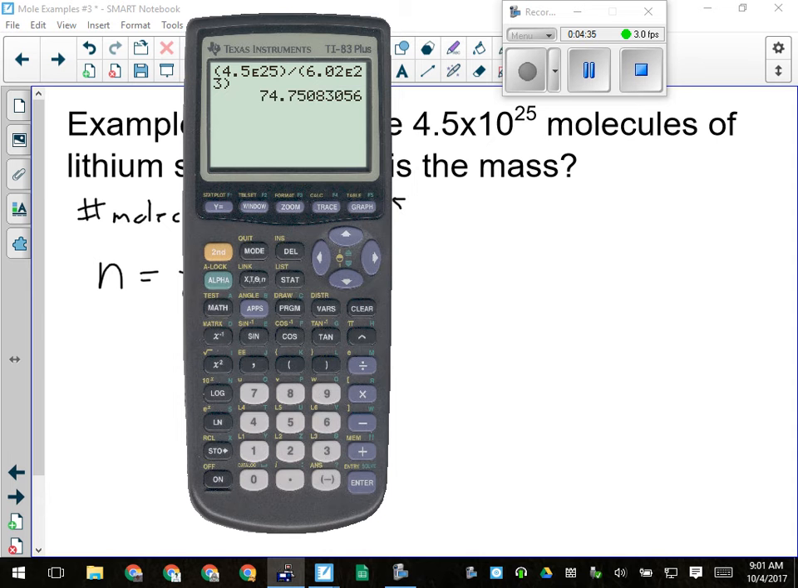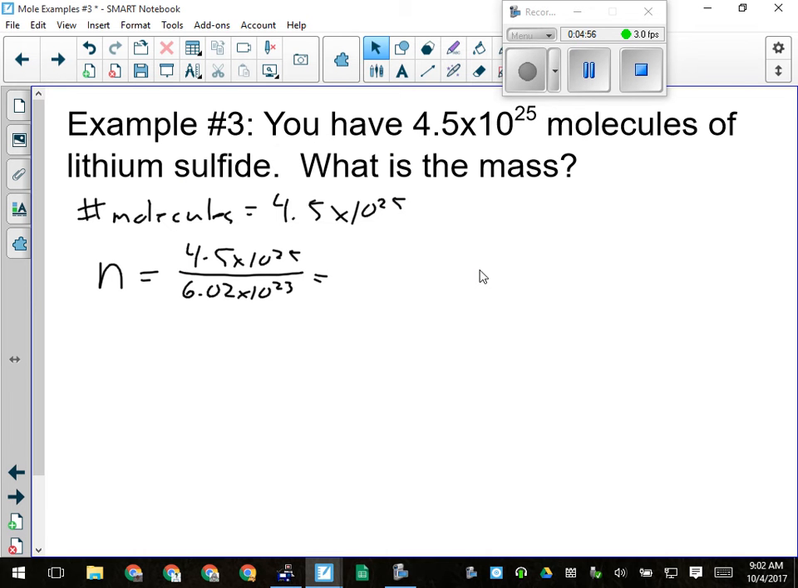So we have 74.75, and what am I going to do with all these decimals? I'm going to keep them. We talked about this yesterday. We want to keep them and round at the end of the question. I'm not going to write them all, I'm just going to keep them all. 74.75 moles. But I'm keeping all those decimals in my calculator to use later.